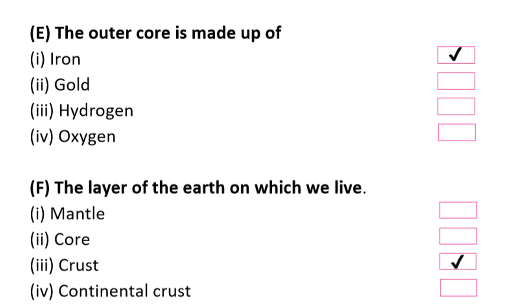F. The layer of the earth on which we live. First, mantle. Second, core. Third, crust. Fourth, continental crust. So the answer is third, crust.